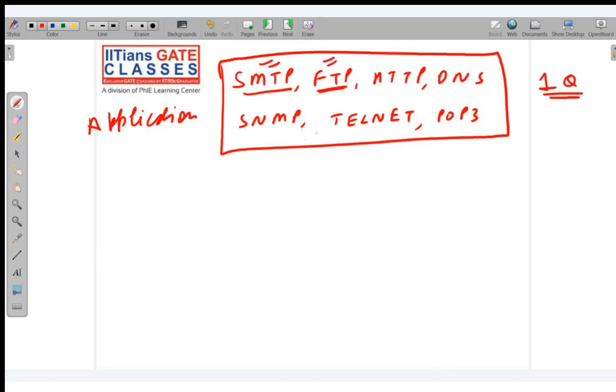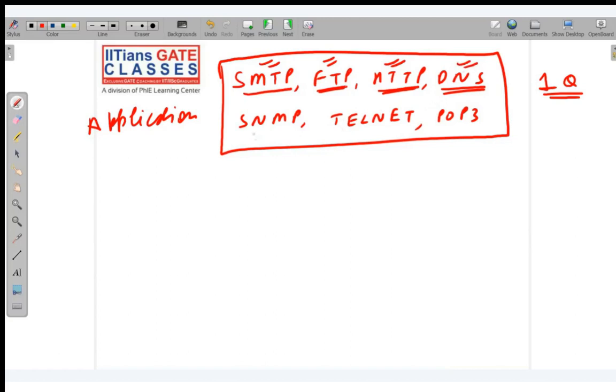HTTP, Hypertext Transfer Protocol. This is in your GATE syllabus. We will study it. DNS, Domain Name System. This is in GATE syllabus.